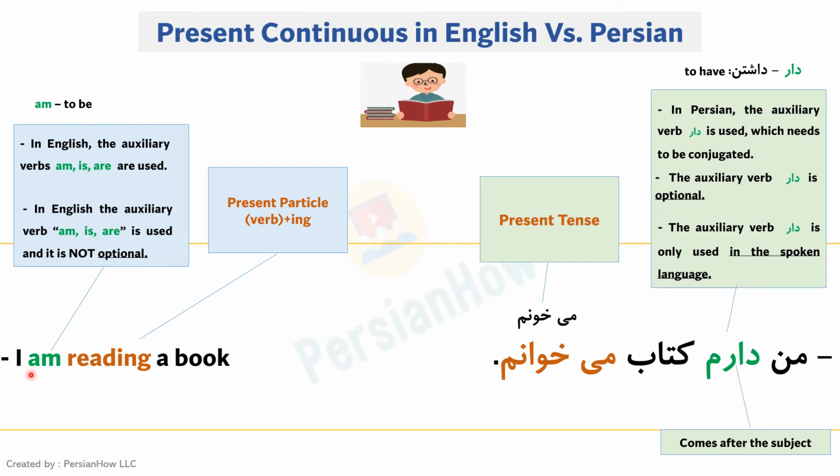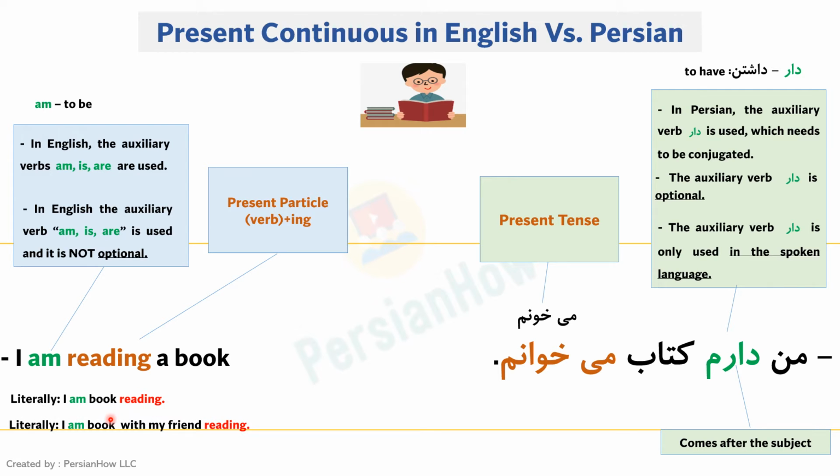But in English, the auxiliary verb comes after the subject, yes, and then it's being followed by the present participle. But in Farsi, the present tense comes at the end. For example, literally, we are saying, I am book reading. In Farsi it is not very strict. That's why you don't see it here, because it's not very strict. So it's like saying, I am book reading.